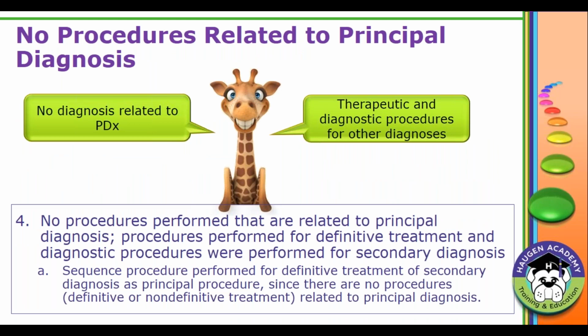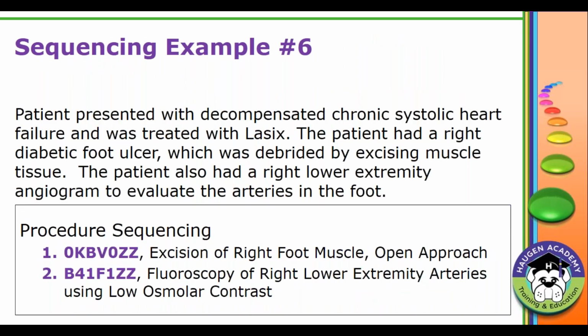The final coding guideline for significant procedures: if none of the procedures are related to the principal diagnosis, and you have therapeutic and diagnostic procedures for other diagnoses, then you can't assign a procedure code to go with your principal diagnosis, but then it becomes therapeutic as opposed to diagnostic is the way the hierarchy works. So you're going to sequence your most therapeutic procedure first.